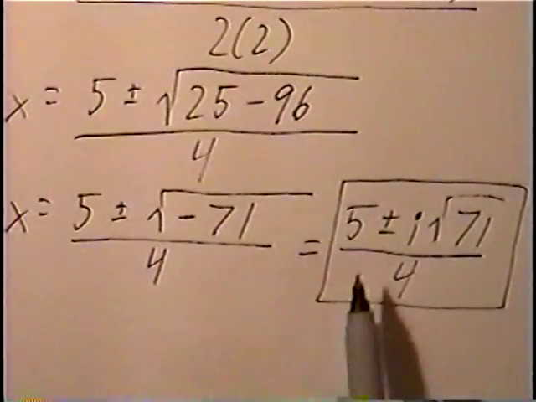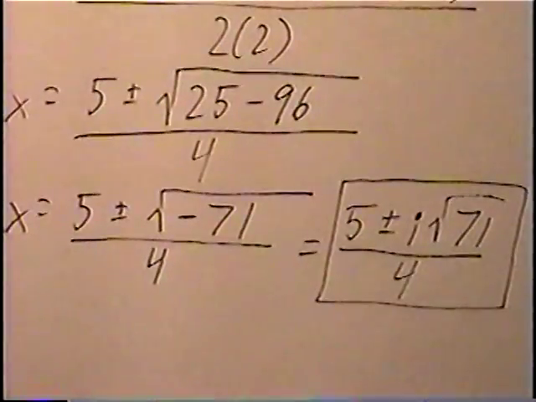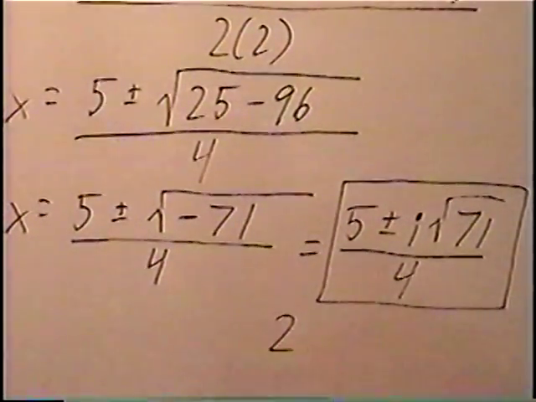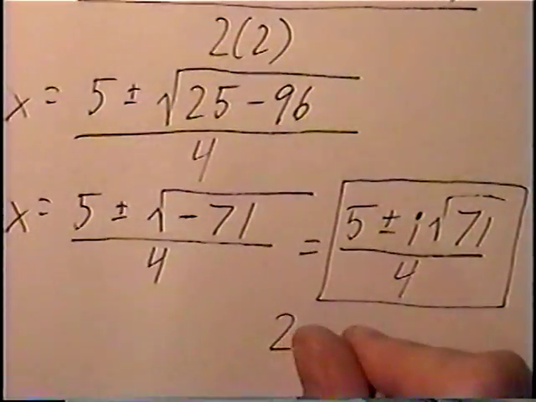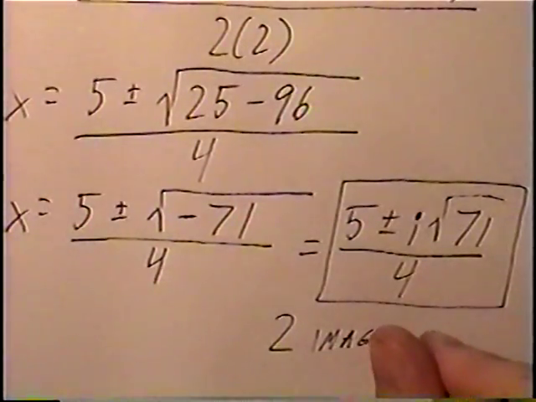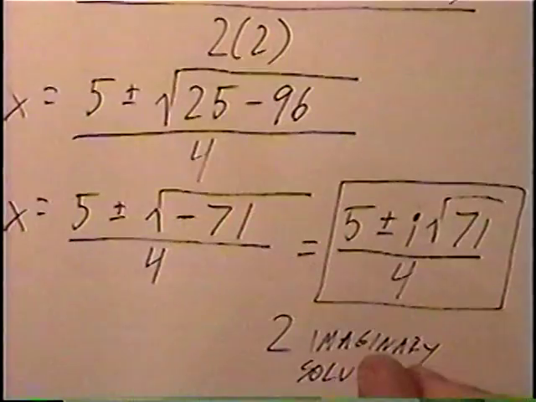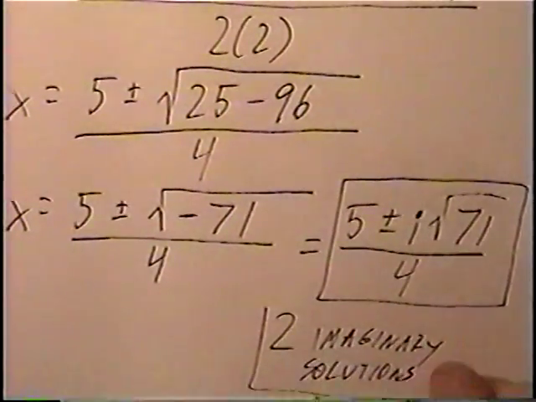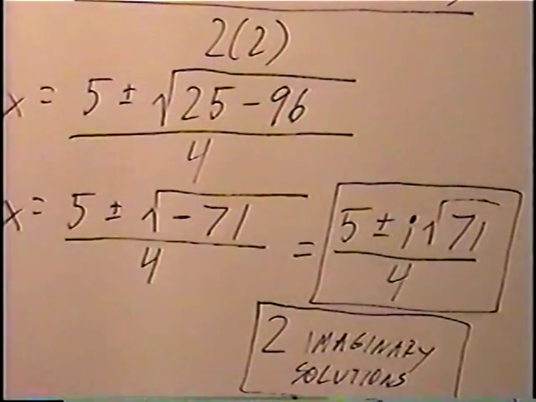Our answer has two answers, since we're adding and subtracting i times the square root of 71. So we'll have two answers. Both the answers do have i, which is imaginary, so we'll have two imaginary solutions. So given an equation, you can solve the equation and also state the number of roots.